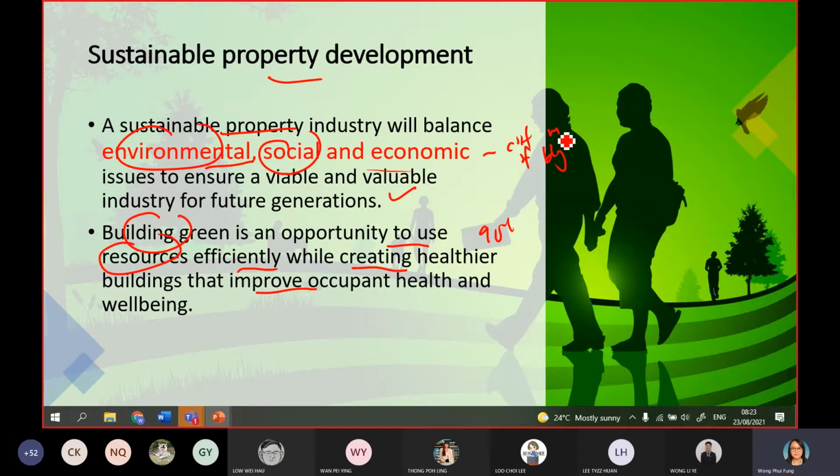Basically, I think it's about managing a building, because a building lasts very long. The management and operation of the building actually cost more than the building construction. Later, I will come to the slide and explain further. But generally, the cost to manage and operate a building is more than its construction cost.